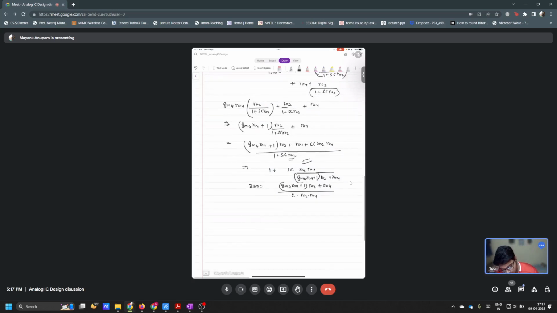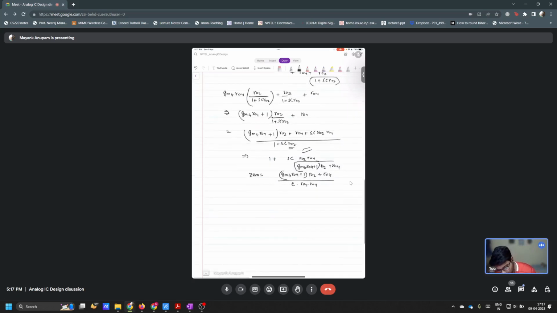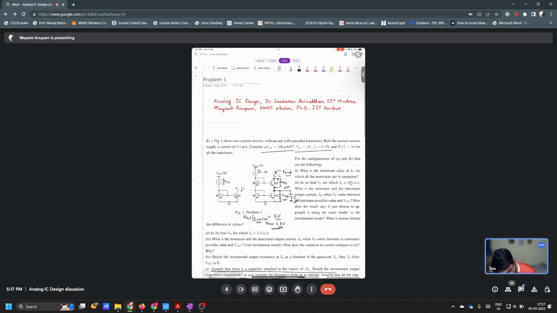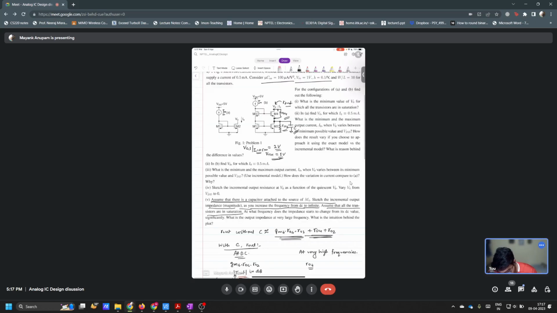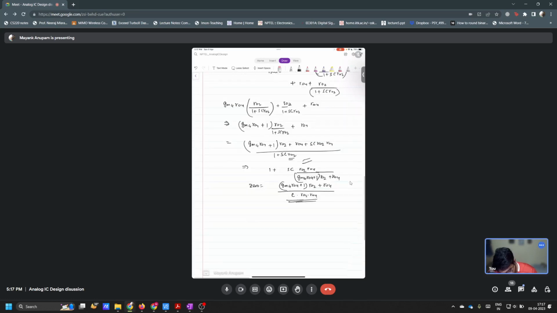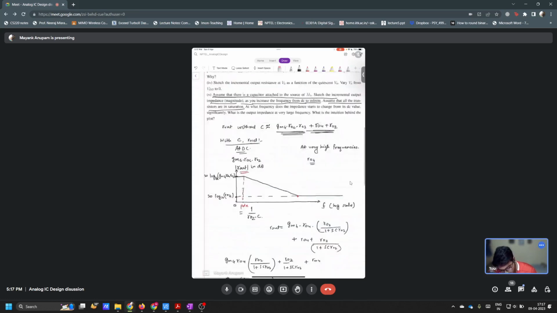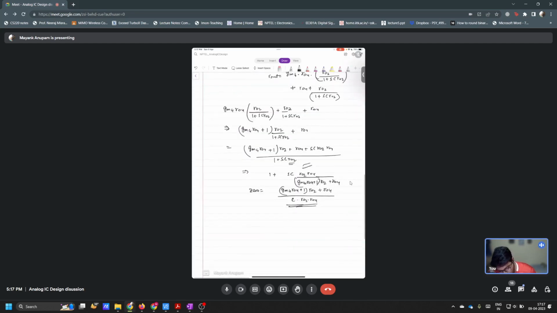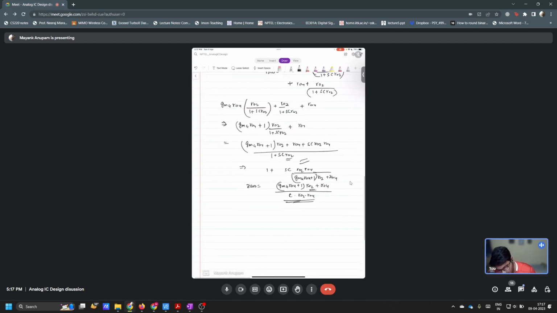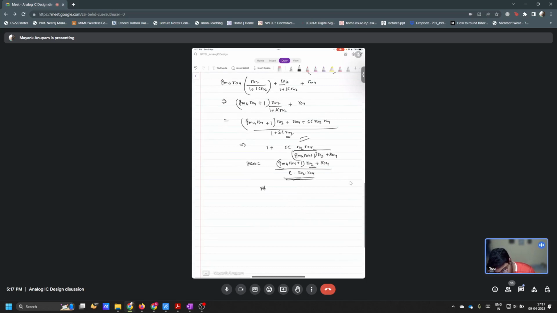Okay, this is the zero frequency. So this term should dominate here in this case. So I was wrong actually. That was a calculation mistake which I made. The zero location is this. The first term will dominate here. So basically it can be approximately equal to GM4 times RO4 plus 1 divided by C times RO4.